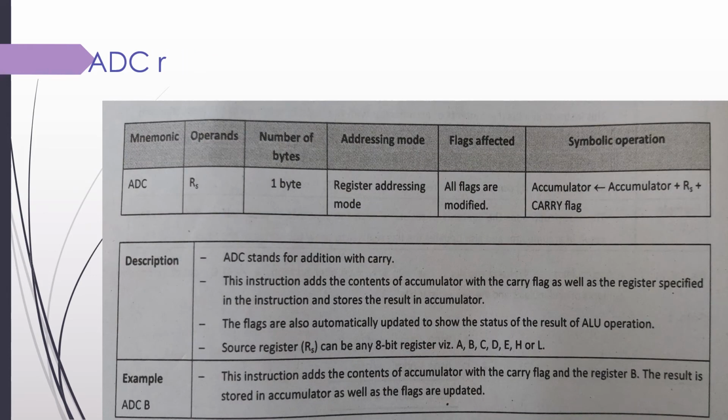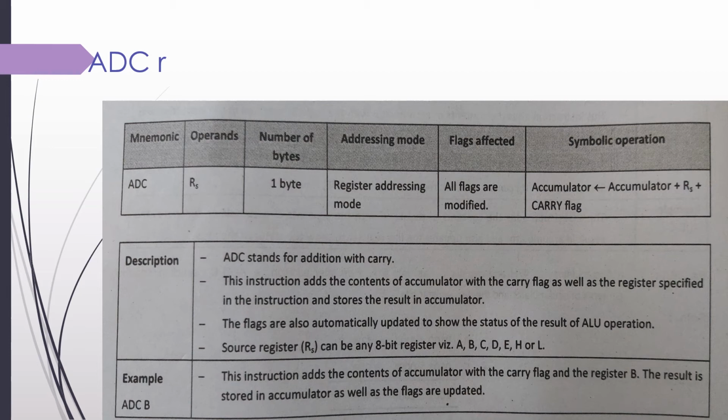Okay, the next instruction is ADC R. It means you are taking care of the carry now. It is like your ADD R, but to that you are adding one more thing, that is the carry flag. The content of the carry flag is also added. So accumulator equals the content of accumulator plus the contents of the register plus the content of the carry flag. If carry is 0, 0 is added. If carry is 1, 1 is added.